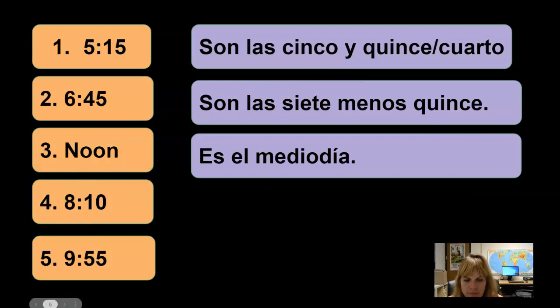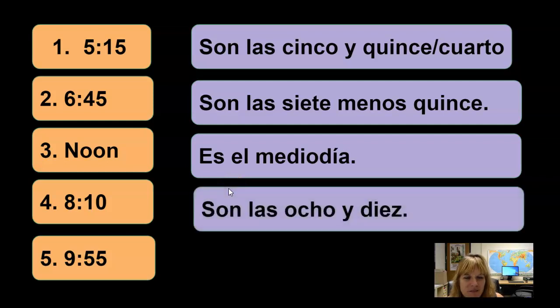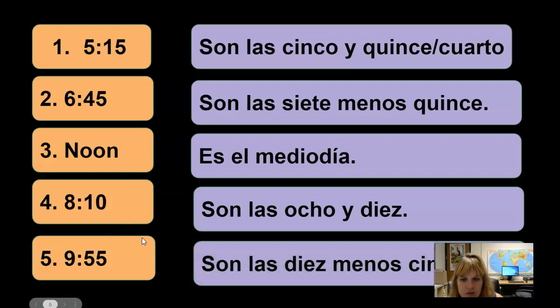Número 4, 8:10. Son las 8:10. Número 5, again, we're going to have to round up to the next hour. Son las 10 menos 5. Son las 10 menos 5. Muy bien. Hopefully this refreshes your brain a little bit on how to tell time and los números.